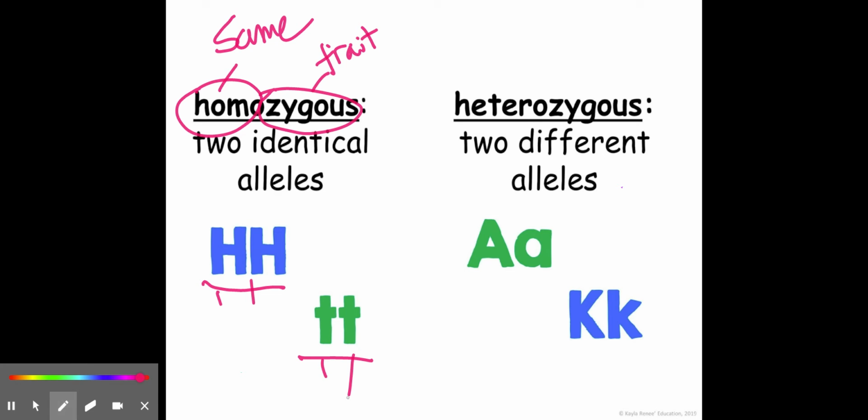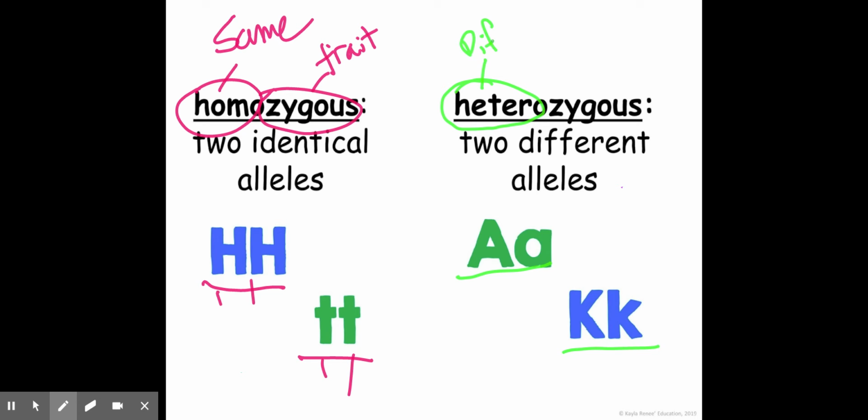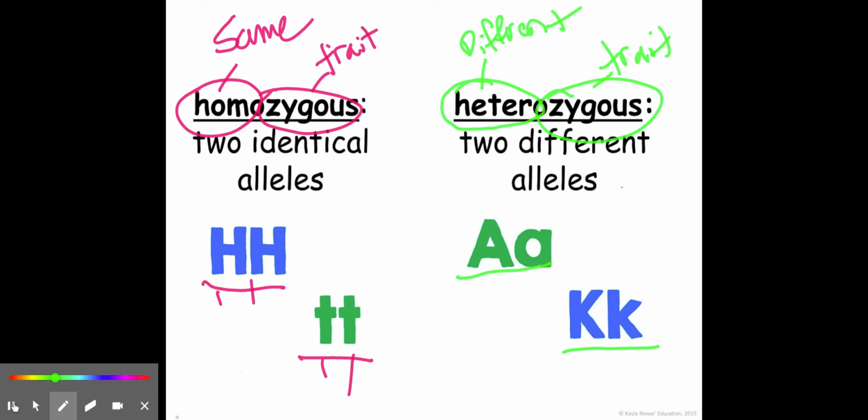Now, when I talk about heterozygous, these are 2 different alleles. That means that one parent gave a dominant allele and one parent gave a recessive allele. So we have capital and lowercase in each of our examples. Just like with homozygous, in heterozygous, hetero is different. Zygous is trait. So homozygous, same trait; heterozygous, different trait.